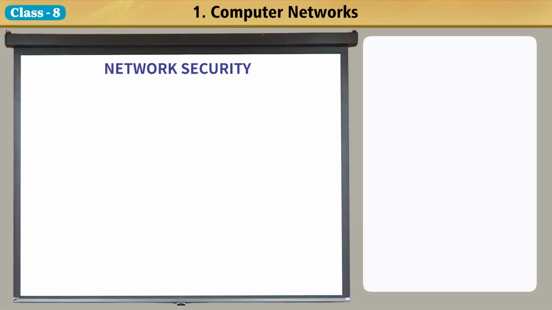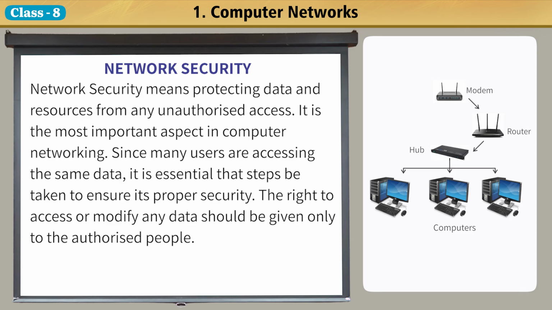Network security. Network security means protecting data and resources from any unauthorized access. It is the most important aspect in computer networking. Since many users are accessing the same data, it is essential that steps be taken to ensure its proper security. The right to access or modify any data should be given only to the authorized people.